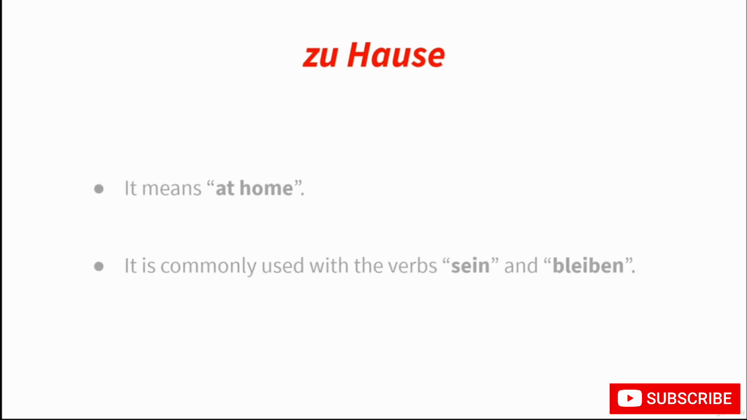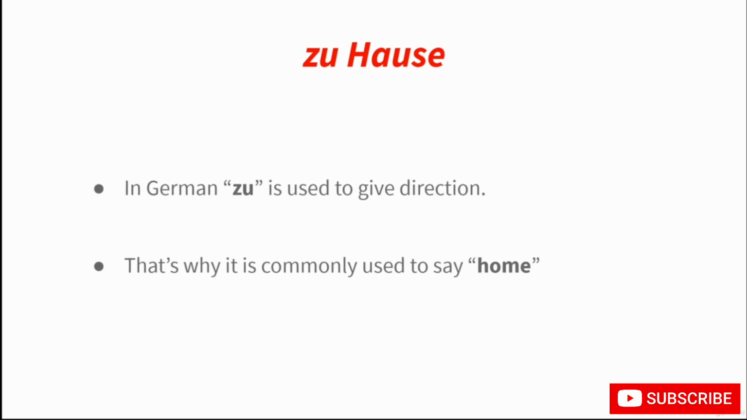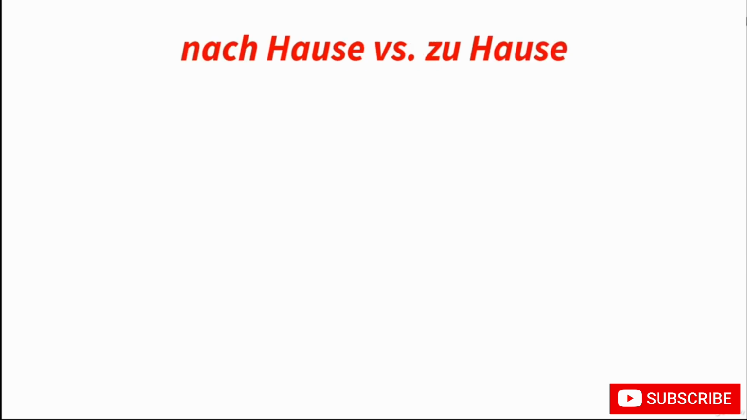Zu Hause means at home. It gives location. It is commonly used with the verbs sein, which means to be, and bleiben, which means to stay. I think the meaning of nach Hause and zu Hause is obvious, but why is it commonly confused by German learners? In German, normally zu is used to give direction. That's why it is commonly used to say home. At first, I want to show you the common mistake, then I will give you other examples about the usage of nach Hause and zu Hause.